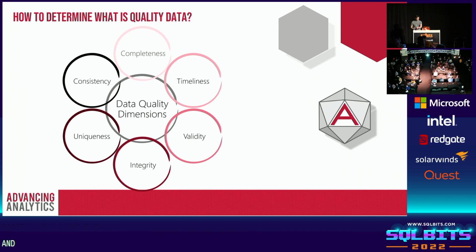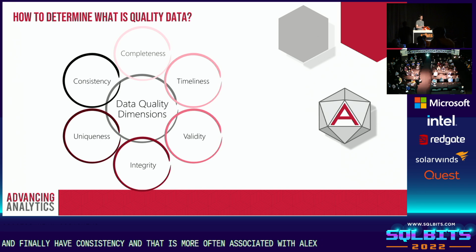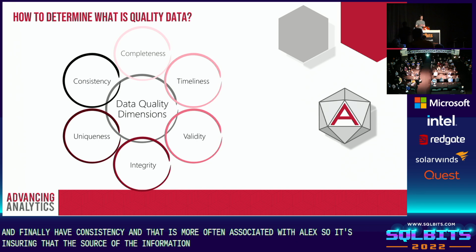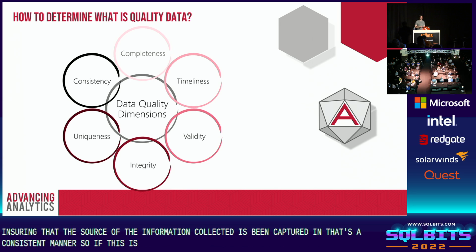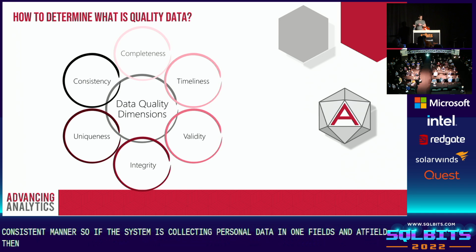And finally, we have consistency, and that is more often associated with analytics. So it's ensuring that the source of the information collected is being captured in that consistent manner. So if the system is collecting pertinent data in one field, and that field then switches, we've now got an issue with consistency.